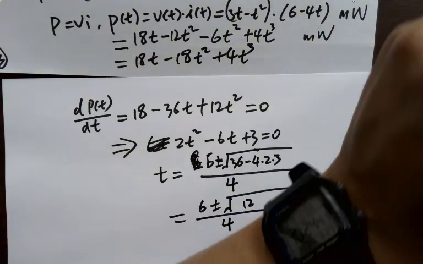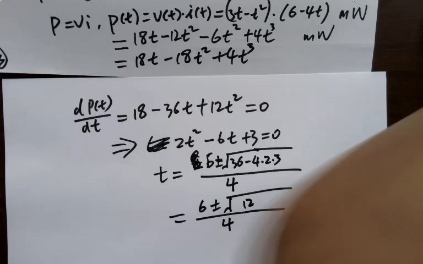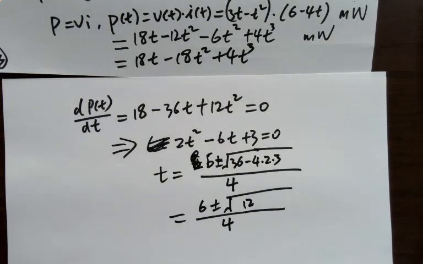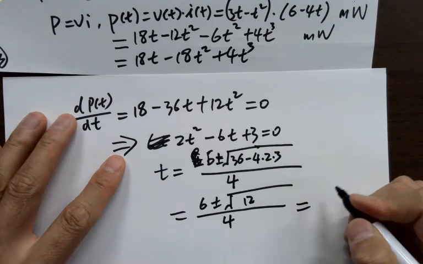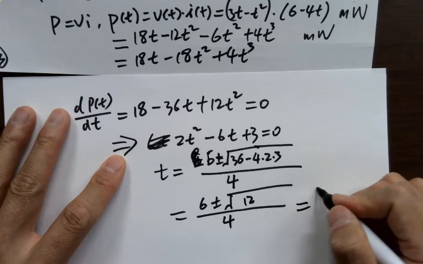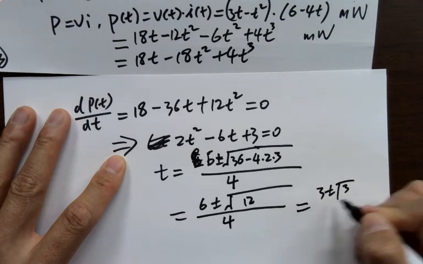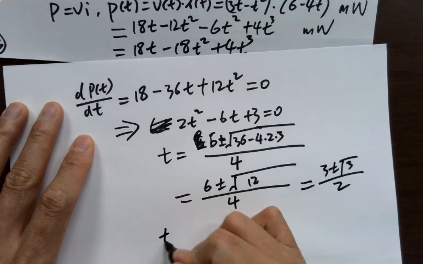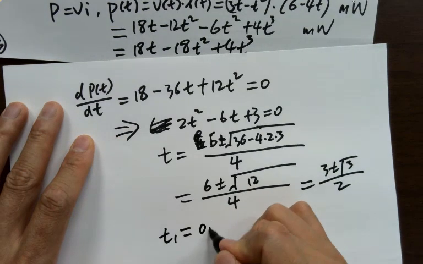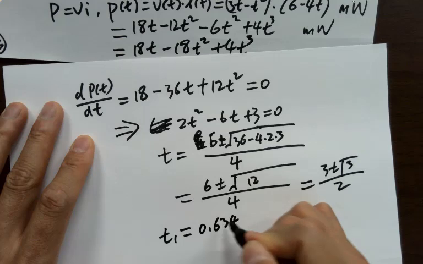Is there a solution here so I can directly use it? Okay, so this is 3 plus or minus square root of 3, over 2. Now you are getting T1 is 0.634.